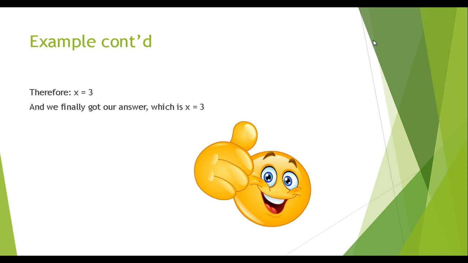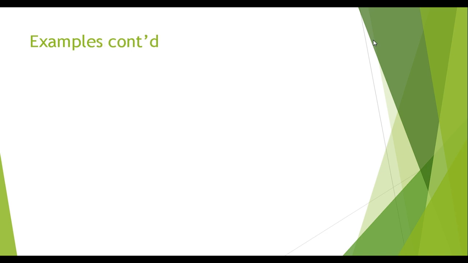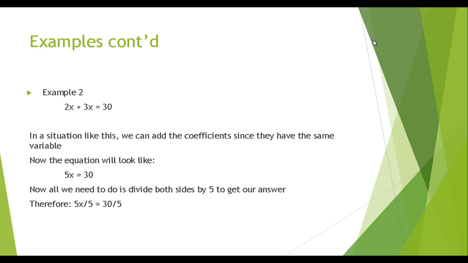Alright, so let's go into another example. 2x plus 3x equal 30. So see, this looks a bit different from our first example. In a situation like this, we just add the coefficients together since they have the same variable. Alright? So now the equation is going to look something like this. 5x equal 30. Alright? So you see, we got to this part way faster than the last time.